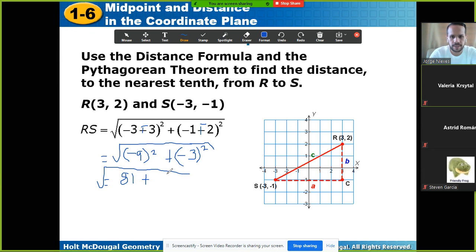So we're going to add this together, and we're going to have that 81 plus 9 is, ¿quién me dice? Están callados. 81 plus 9 is, exacto. So when we apply the square root, we're going to have something like this. It's going to be 9.5. Okay, so we got the first part.